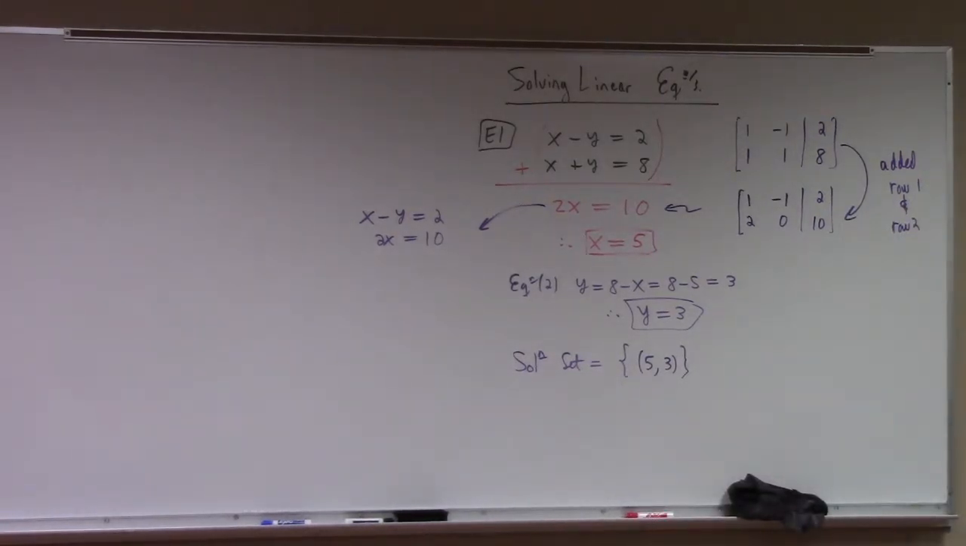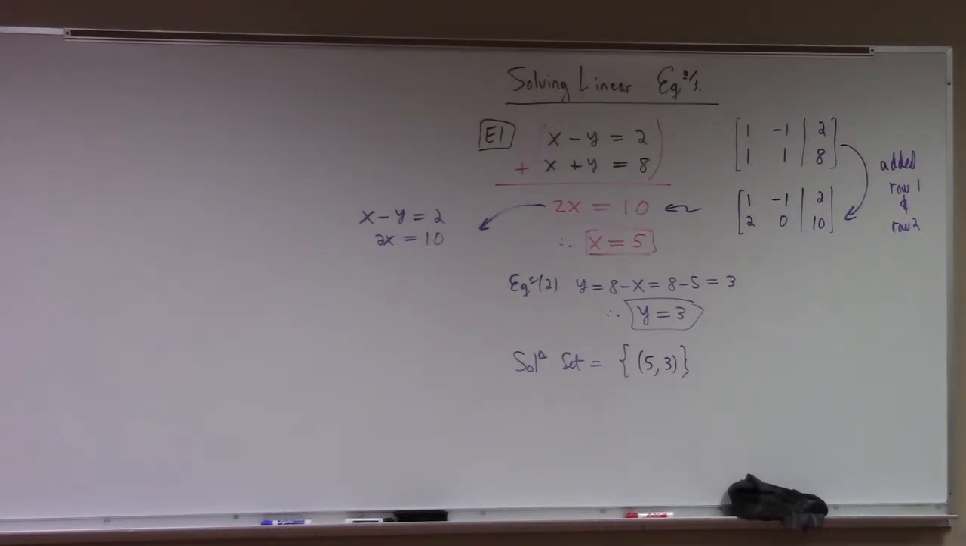So multiplying a row in the augmented coefficient matrix corresponds to multiplying one of your system equations by a non-zero scalar. That does not change the solution set. Adding equations does not change the solution set, right? What else can you do that doesn't change the solution set? Yeah, and we can interchange them, right?